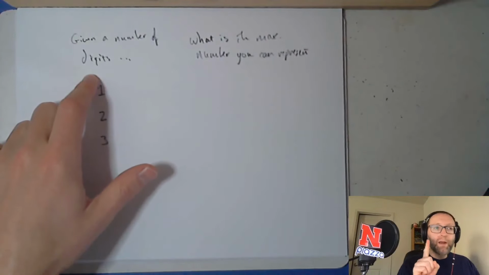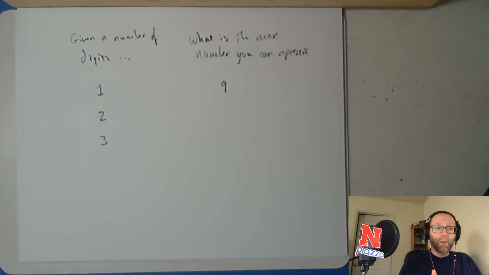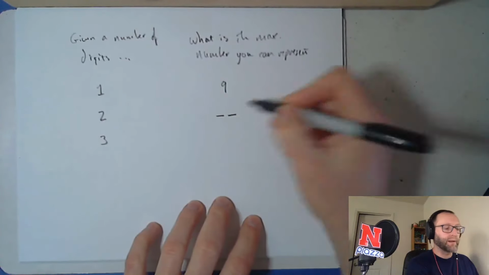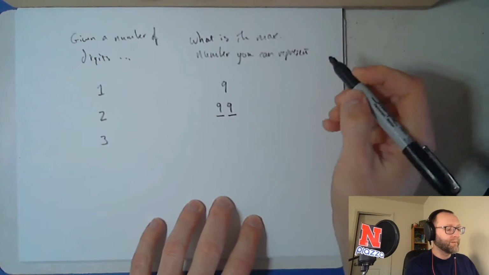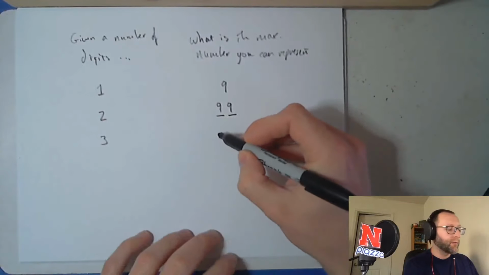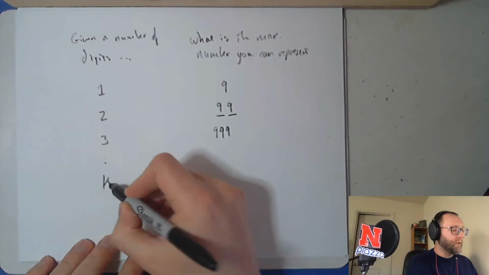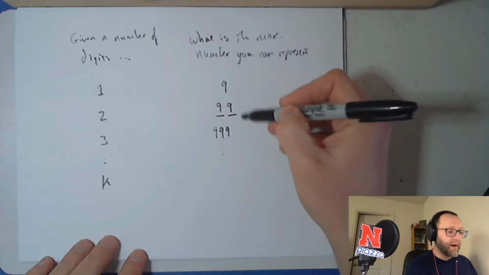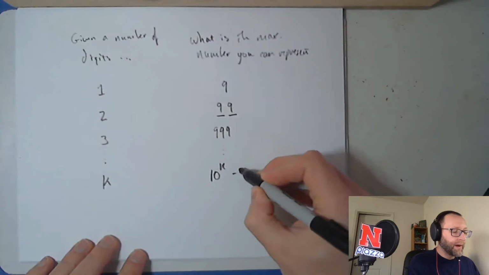So if I gave you 1 digit, the largest number that you could represent is 9. Right? You can't represent 10 because that takes 2 digits. You could represent 7, but that's less than 9, right? What about 2 digits? If I gave you just 2 placeholders, well, fill those with the largest numbers that you can think of, and that's 99. Likewise, if I gave you 3 digits, then it would be 999. What if I gave you k digits? What's the largest number that you could represent? Well, if it's 999, 999, you see the pattern here. It's going to be 10 to the k minus 1.